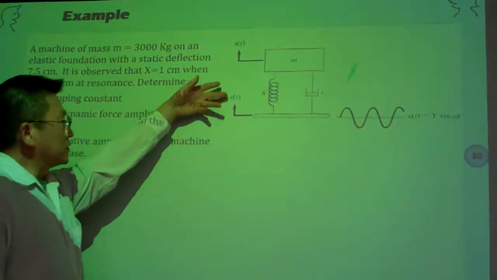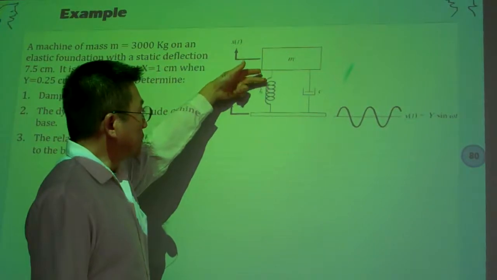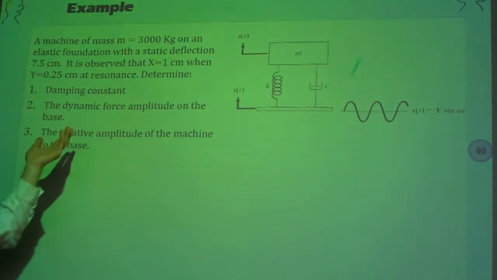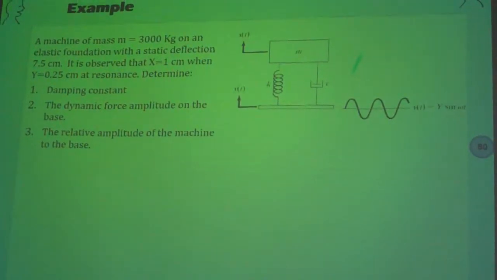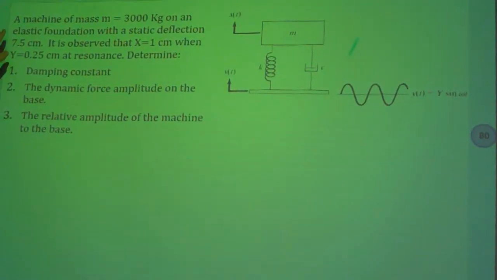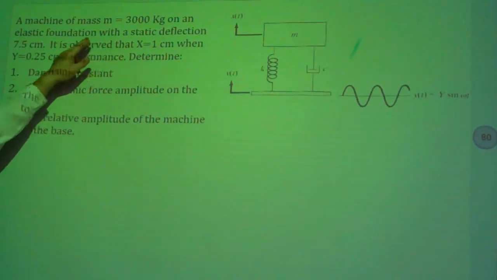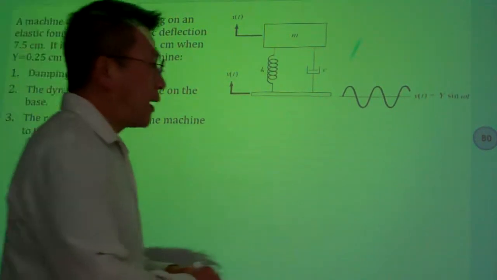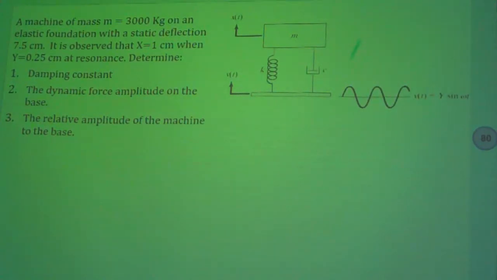Here we have a typical setup, a single degree of freedom system with a base excitation. So we look at the numbers here. We are given the mass equal to 3 tons, and this mass has a static deflection of 7.5 centimeters. Here I want to show you how to map the information to what we need to know.